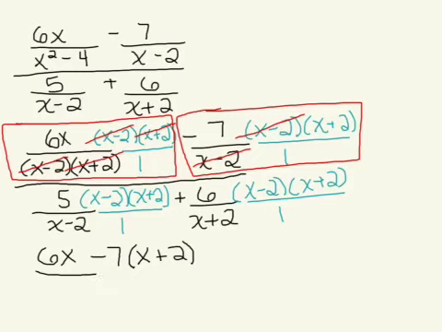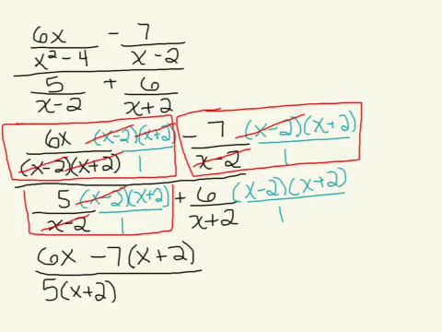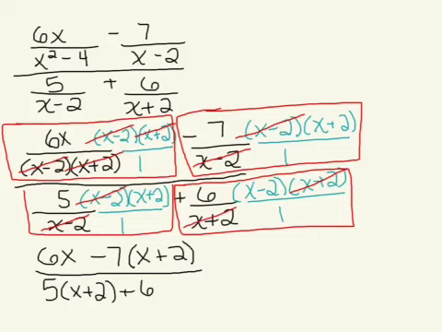In the bottom half, let's see what can cancel. We have in this term here x minus 2's canceling, leaving us with just 5(x plus 2). And finally, in the last part, right over here, we can cancel the x plus 2's. And so we would just have plus 6 times (x minus 2).